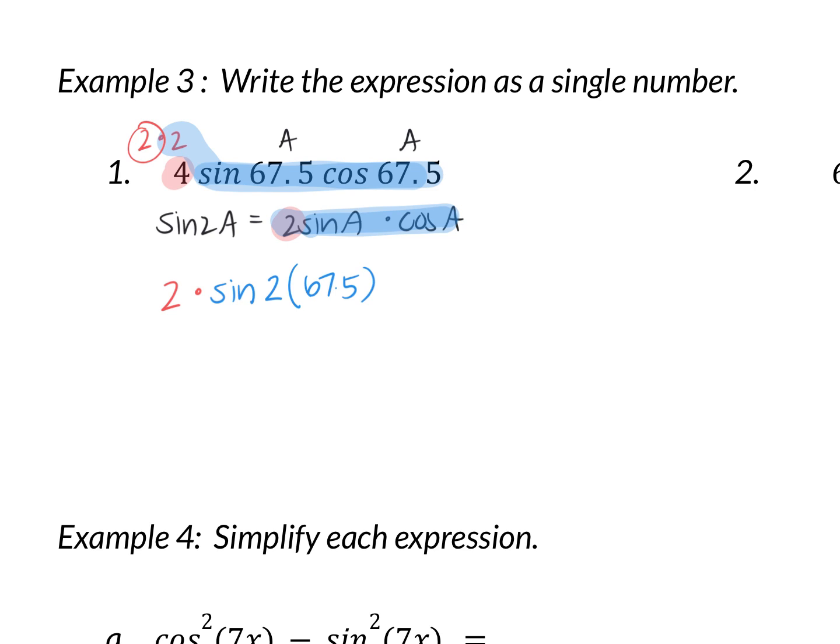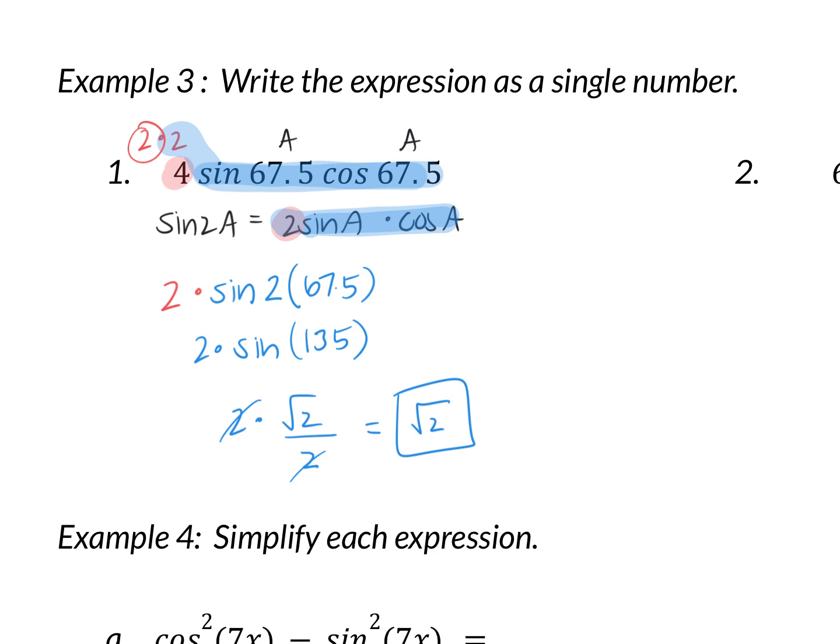Okay, and 2 times 67.5, that's going to give me sine of 135. And I have a 2 in front that I'm multiplying it by. Well, what is sine of 135 from a unit circle? Root 2 over 2, yeah, it's positive. So I'm going to have 2 times the square root of 2 over 2, and that's just going to simplify and give me the square root of 2.